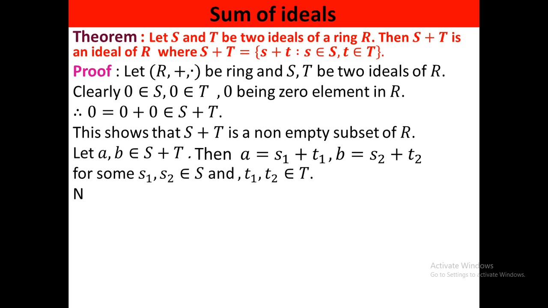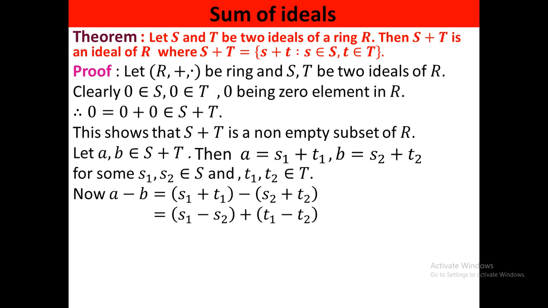Now we have to check a minus b. Now a minus b equals this. Here this is a and this is b. Because the ring is commutative with respect to addition, we can use the commutative property to commute s2 and t1, and we also use the associative property. Then after using those two properties, we can write this in the form s1 minus s2 plus t1 minus t2. This is also an element of S plus T, because S is an ideal, and s1, s2 are two elements of S. So from the first condition of an ideal, s1 minus s2 is an element of S.